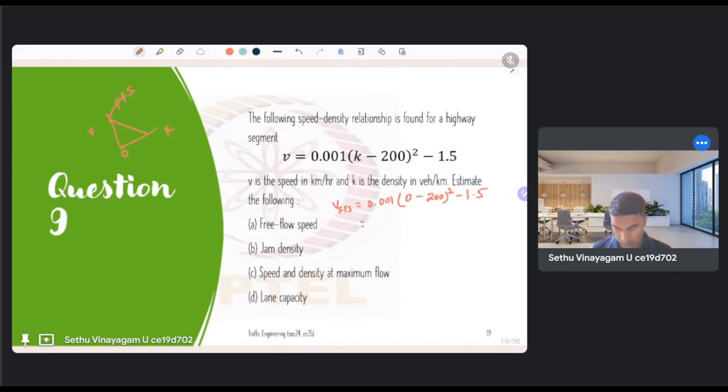0.001 times 200 squared minus 1.5. So that would be 38.5 kilometers per hour, right? So that is your free flow speed.